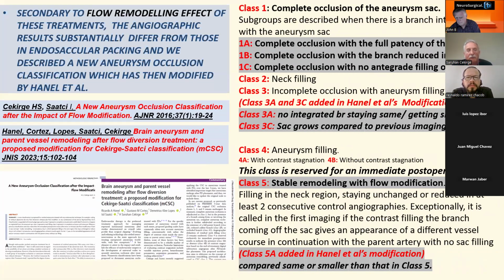That's why we have to come up with our Cekirge occlusion scale. We divided complete occlusion into 1A, 1B, 1C. 1A is the complete occlusion with full patency of the integrated branch. 1B, complete occlusion with the branch reduced in caliber. And 1C, complete occlusion with no integrated filling of the branch, in asymptomatic patients, obviously. Class 2, 3 is the same. And class 4 is just for post-op. The most important one is class 5, which is stable flow remodeling.